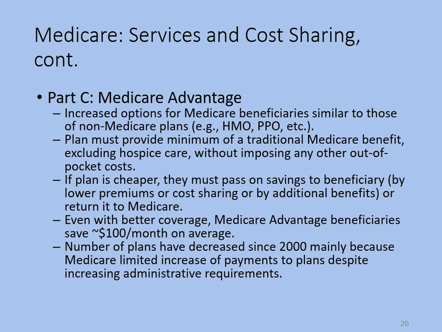Increased options for Medicare beneficiaries similar to those of non-Medicare plans, HMOs, PPOs, etc. The plan must provide a minimum of the traditional Medicare benefit, excluding hospice care, without imposing any other out-of-pocket costs. If the plan is cheaper, they must pass on savings to the beneficiary by lower premiums or cost sharing or additional benefits, or return it to Medicare. Even with better coverage, Medicare Advantage beneficiaries save about $100 per month. The number of plans has decreased since 2000, mainly because Medicare limited increases of payments to plans despite increasing administrative requirements.